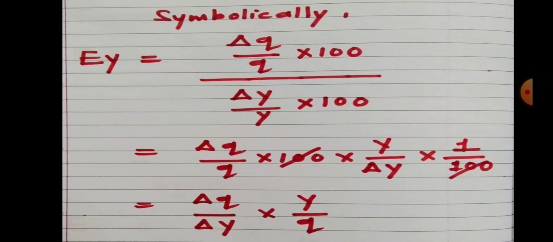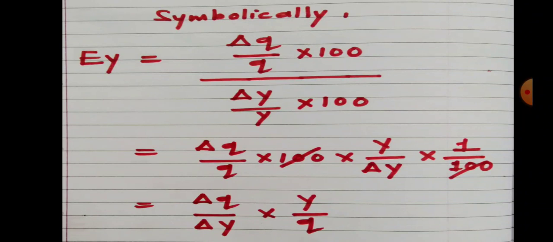Okay, what is Q here? Q is the original quantity demanded, delta Q is the change in quantity demanded, Y stands for original income, and delta Y stands here for change in income of the consumer. So EY is equal to delta Q upon Q into 100 divided by delta Y upon Y into 100.